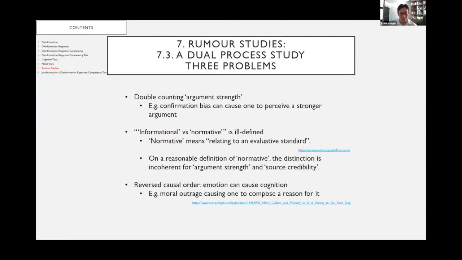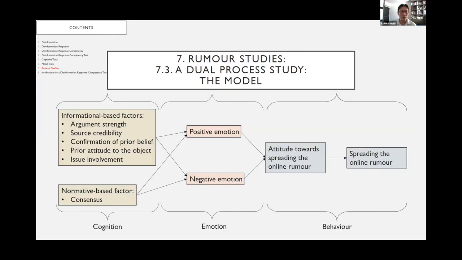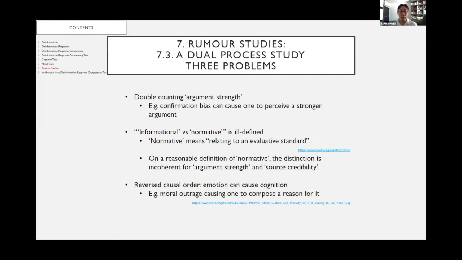And finally, the last problem I note here is that the causal direction between cognitive and emotion, studies have shown, can be reversed. When people are faced with very morally outrageous situations that don't cause harm, they tend to have their moral outrage cause them to have moral judgment, and then subsequently, they come up with a reason to rationalize that judgment.